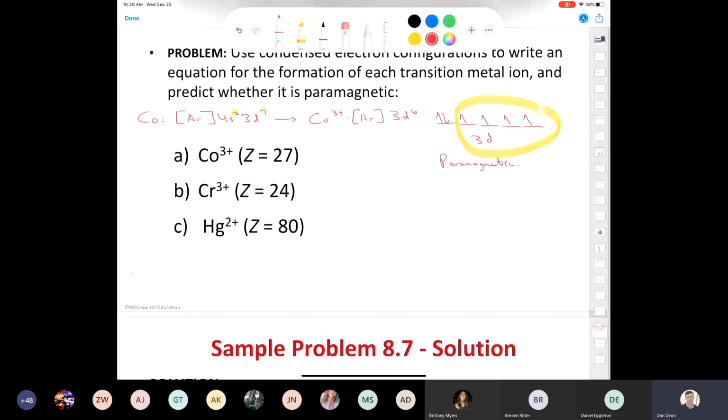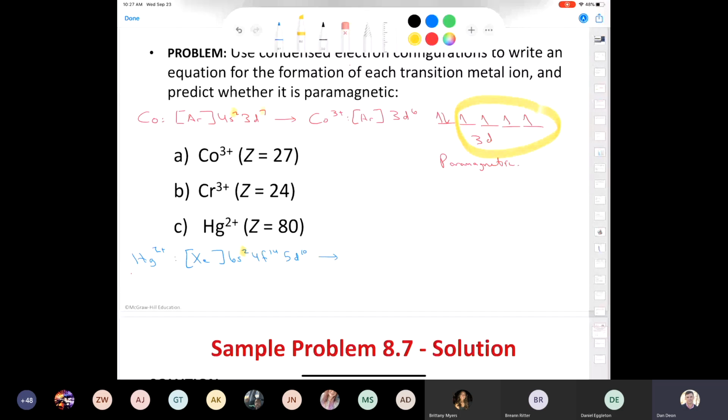Let's try the mercury 2+. It's 1026. Yeah, we could do it quickly. Mercury 2+, so Hg2+. The noble gas that precedes mercury, which is element number 80, is xenon. And so we'll put that in here. Xenon, and then after xenon, we have 6s2, 4f, right? We have to dip down into the lanthanides, 4f14, 5d10, like that.